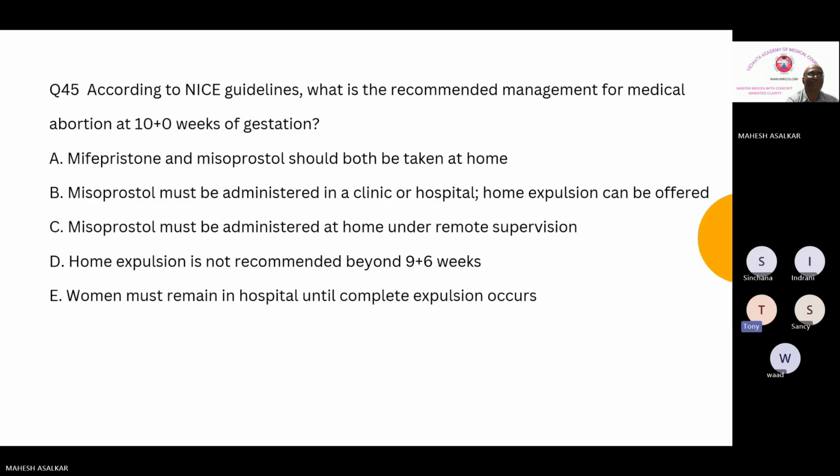Option D or B. Option... Sinchana, what is your option choice? B. B. Yeah, B.